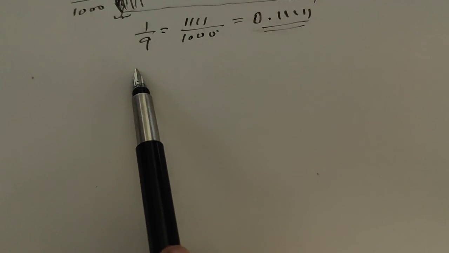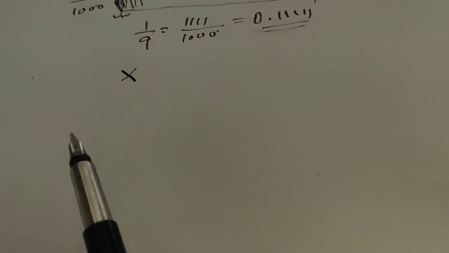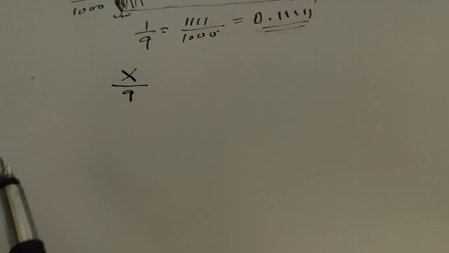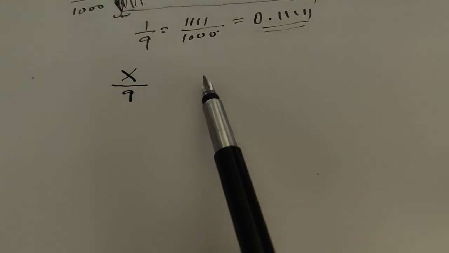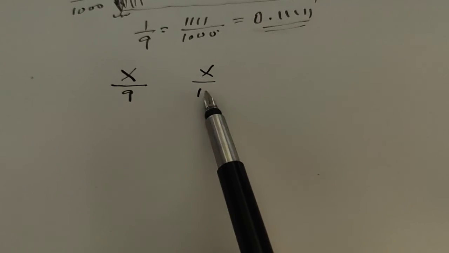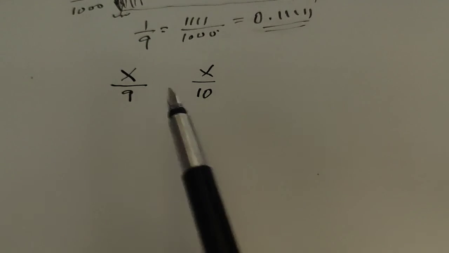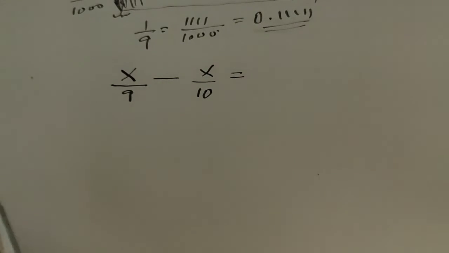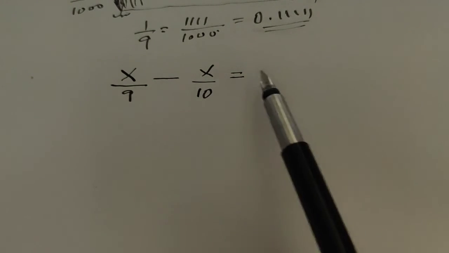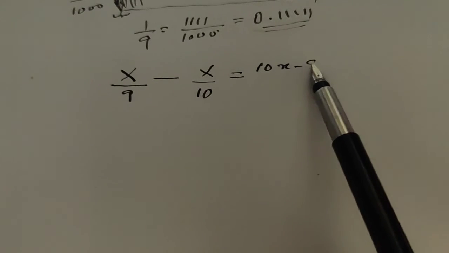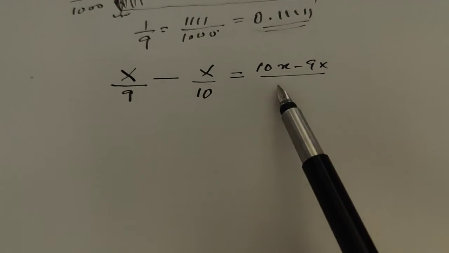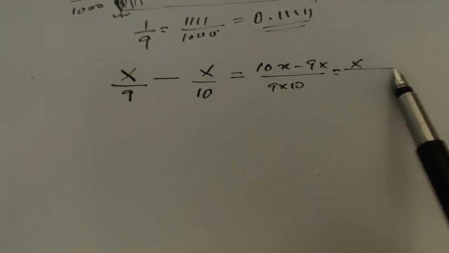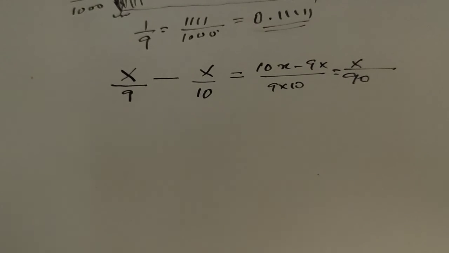Let x be the number. Then the 1 by 9 part of x is x by 9, and the 1 by 10 part of x is x by 10. What is the difference between these two? The difference is 10x minus 9x divided by 9 into 10, that is equal to x by 90. You get x by 90.